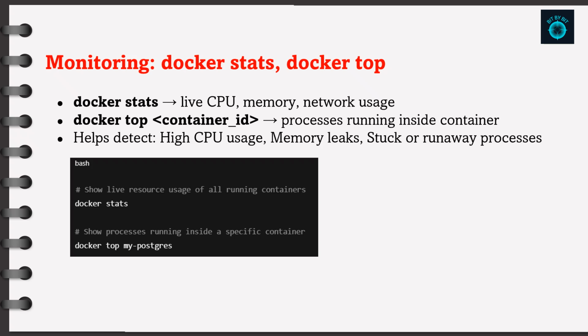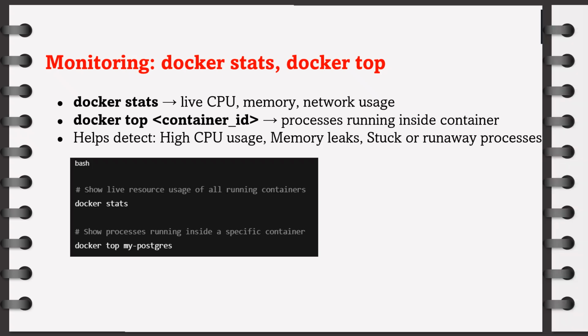If you want to see what's happening inside a specific container, try docker top my-postgres. This will list all the processes currently running inside the Postgres container. With these two commands, you can quickly spot performance issues and debug containers that misbehave.